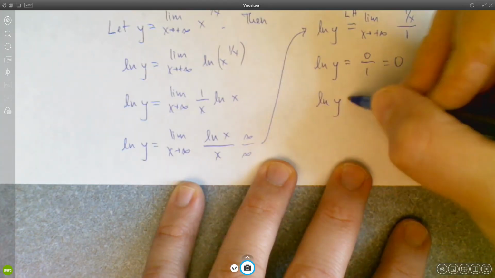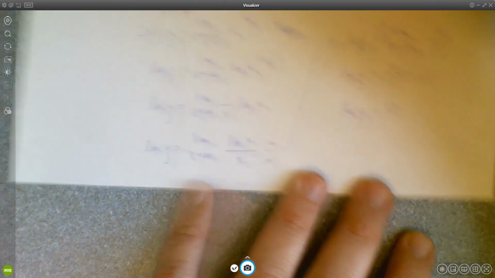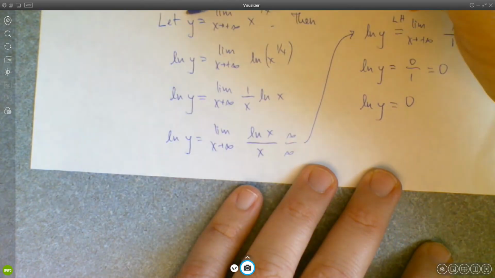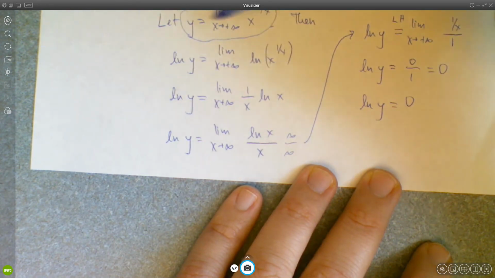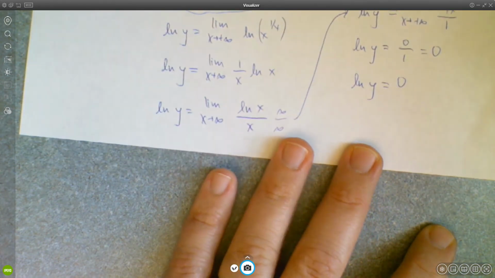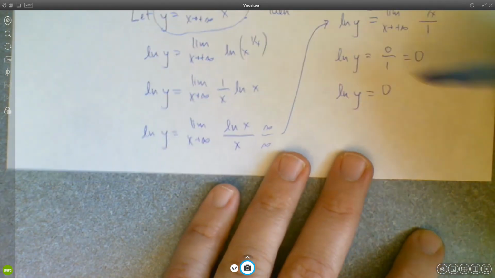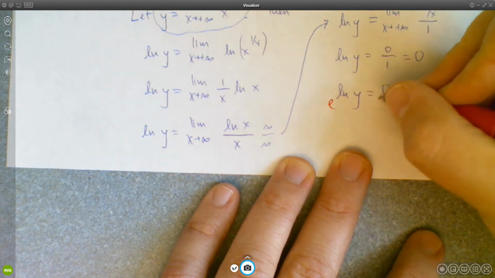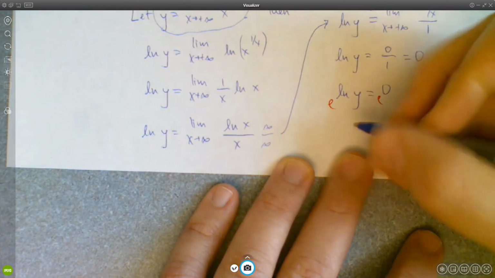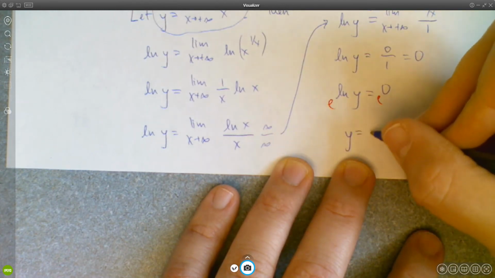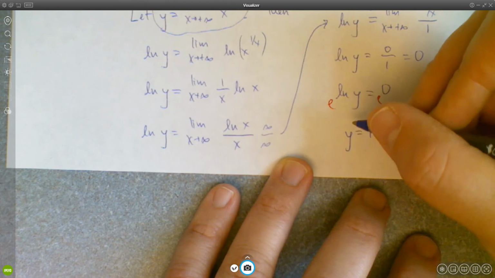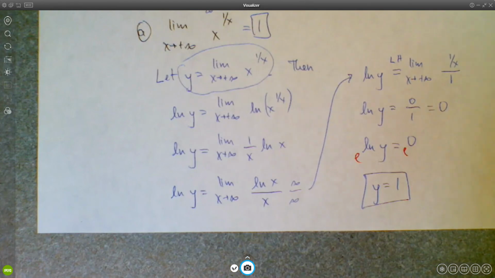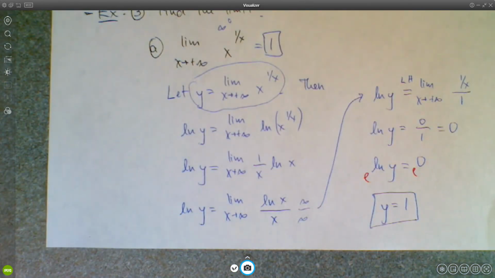Okay, so ln of y is 0. What we wanted to find, though, was the limit of this expression right here, which we called y, right? So we really want to find y. We don't want to know what ln of y is. We want to know what y is. But it's easy to solve for y now, right? You just exponentiate, and get y equals e to the 0 power. Anything to the 0 power is 1, except for 0 itself. So this limit here is 1. Okay, so kind of cool.